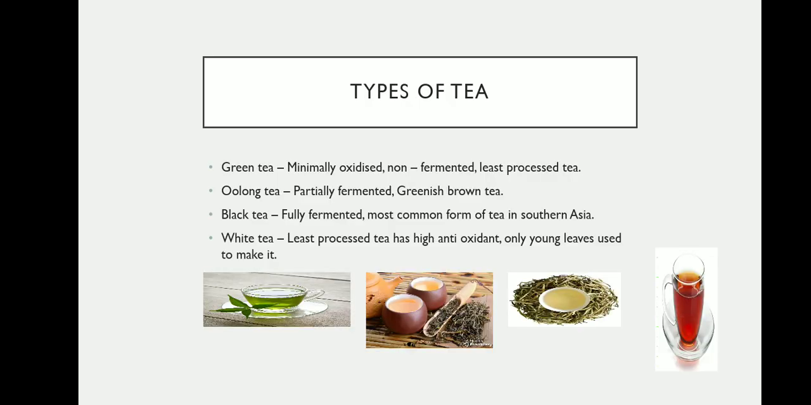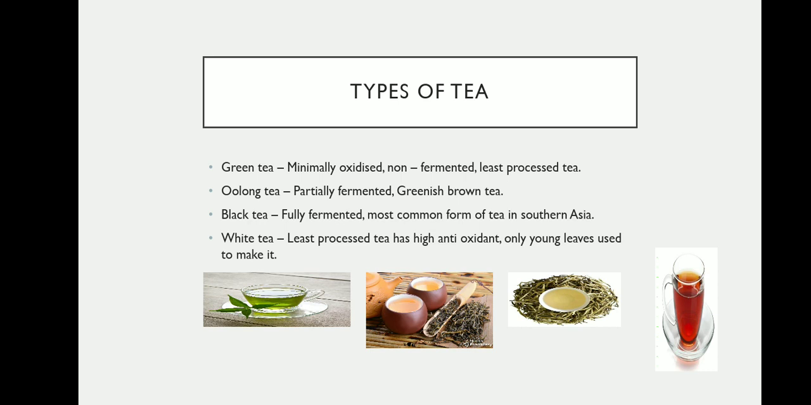Then types of tea. There are eight types of tea available. They are green tea, oolong tea, black tea, white tea, chai tea, decaffeinated tea, red tea, and herbal tea. Green tea is a minimally oxidized, non-fermented, least processed tea, which is green in color. Oolong tea is partially fermented tea. It is greenish brown in color.